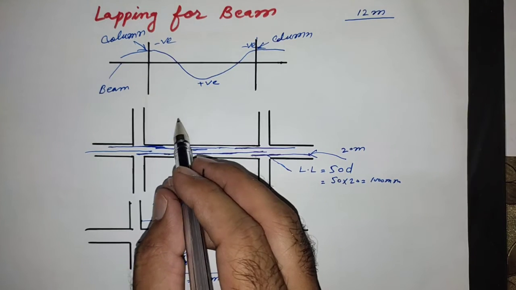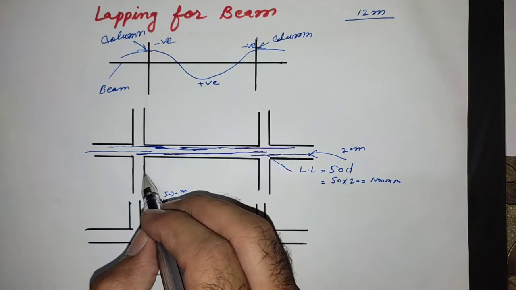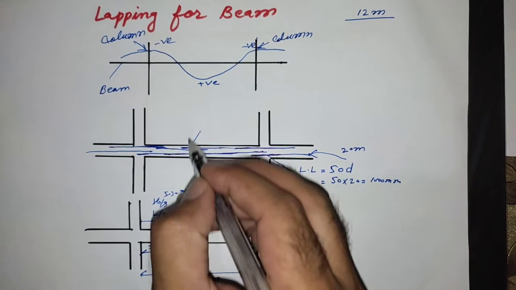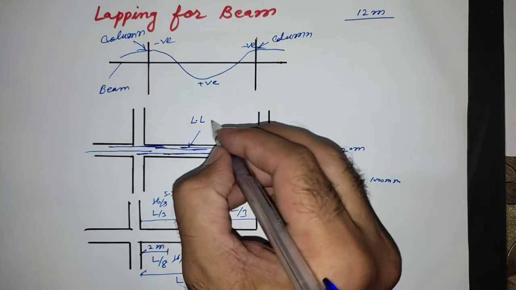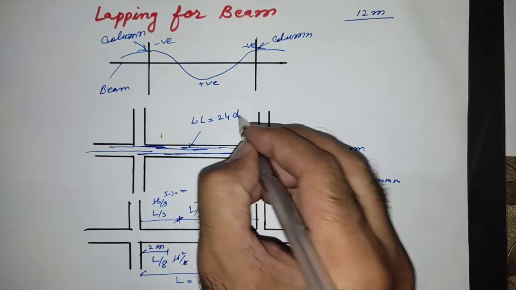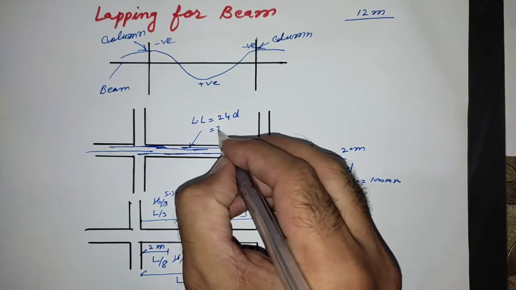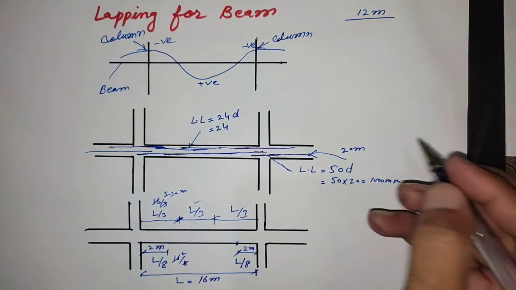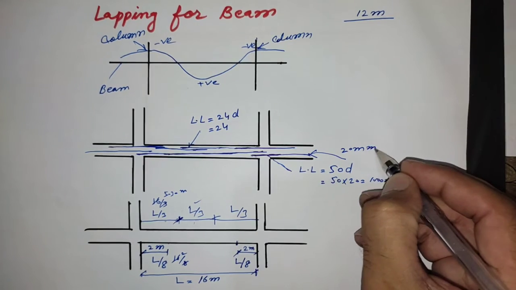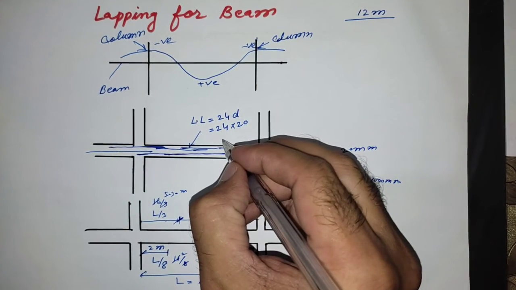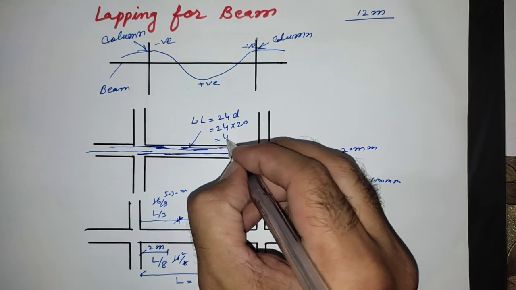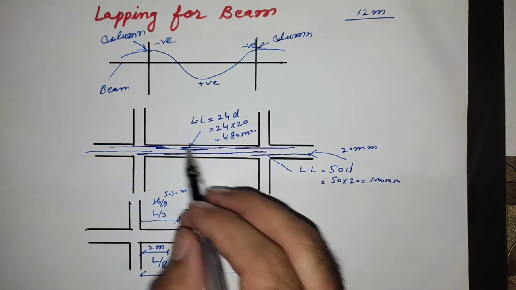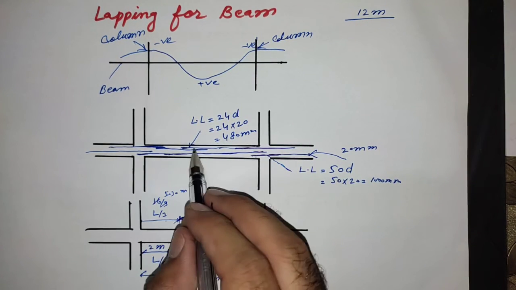And in case of the top reinforcement, lap length is equal to 24 into dia of bar. 24, if we have 20 mm diameter of bar, then into 20 it will come 480 millimeter lapping length for top reinforcement.